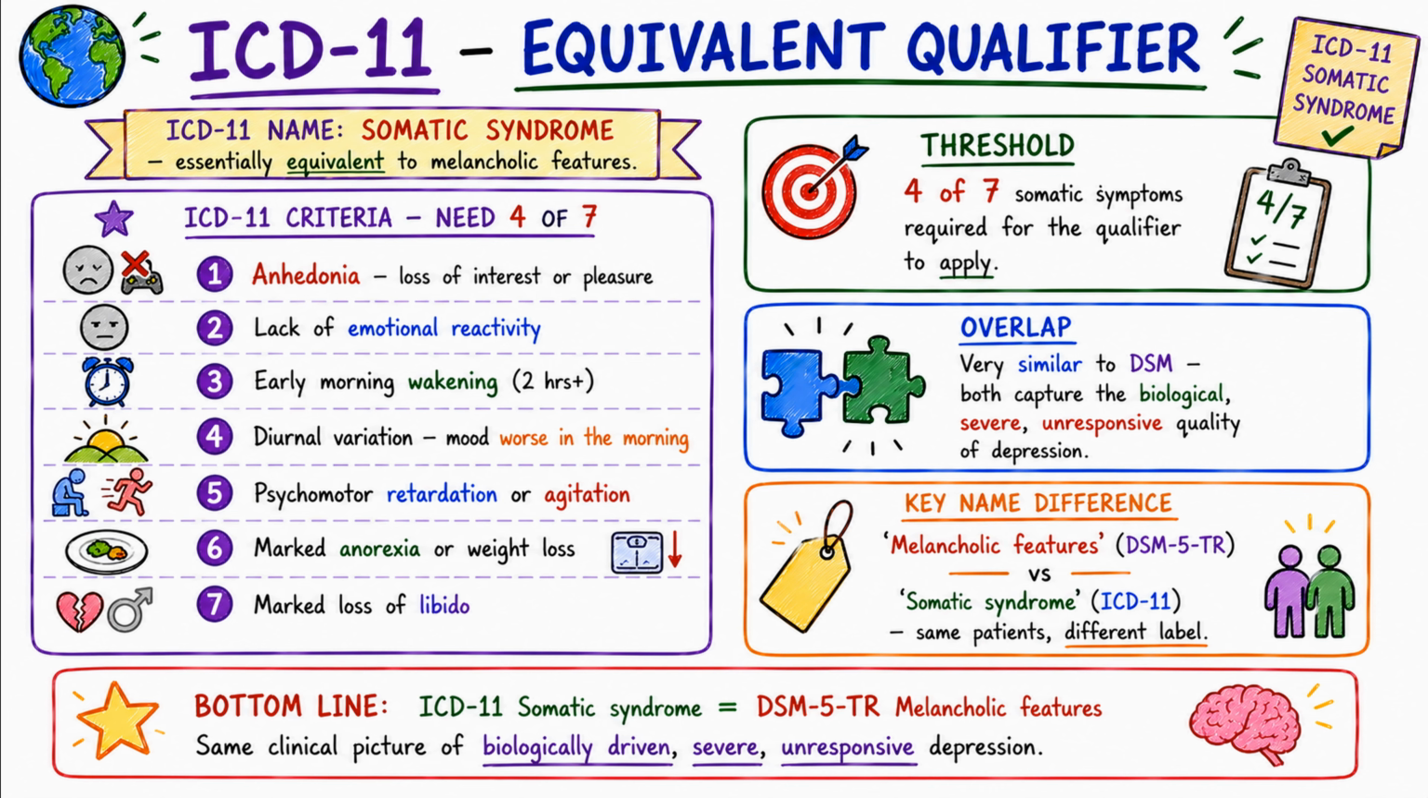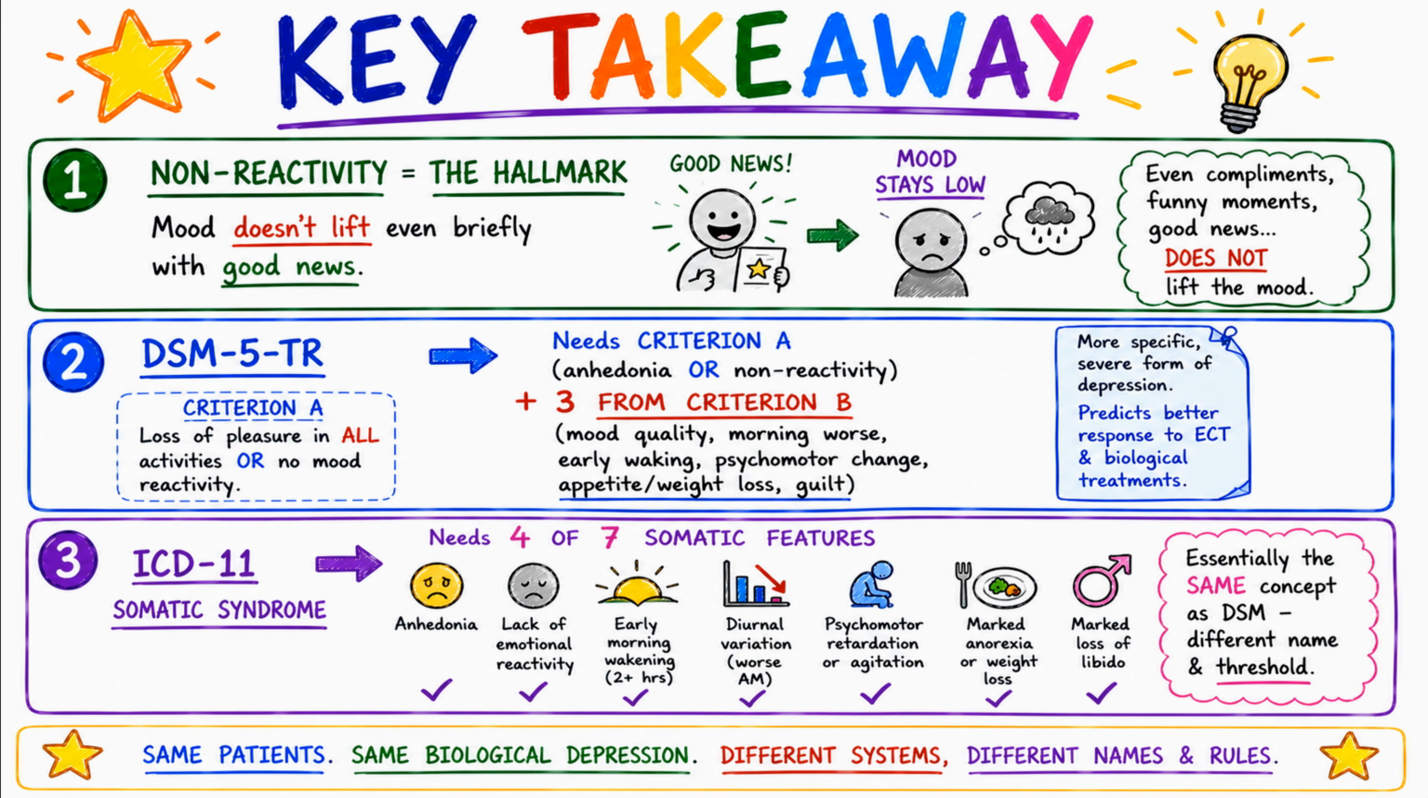The one to notice is libido. ICD includes that explicitly. DSM's criterion B doesn't list it separately. That's a minor but occasionally testable difference. The clinical meaning is identical. This is a patient with a severe biologically driven depression who needs biological treatment. The one image that captures melancholia: a lamp that's broken, not dimmed.